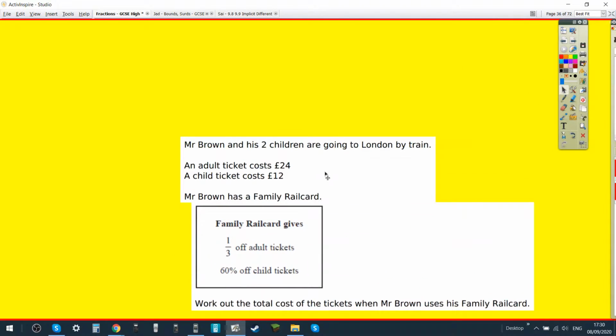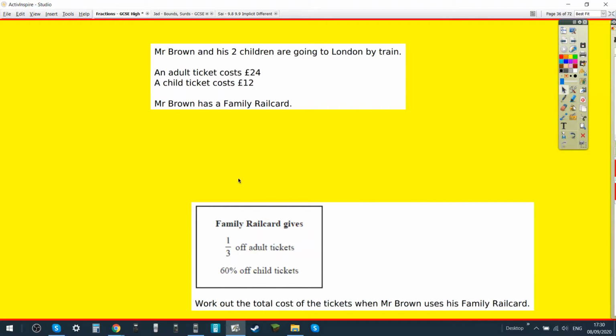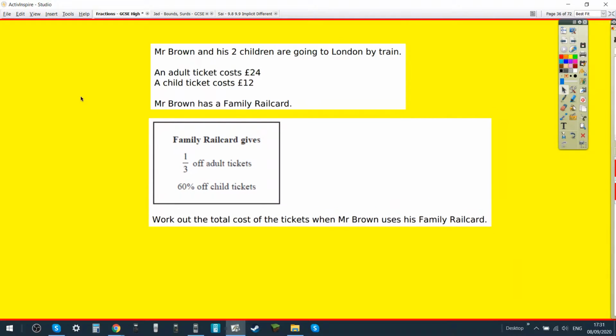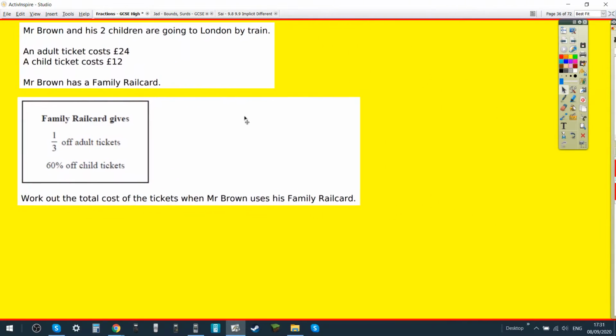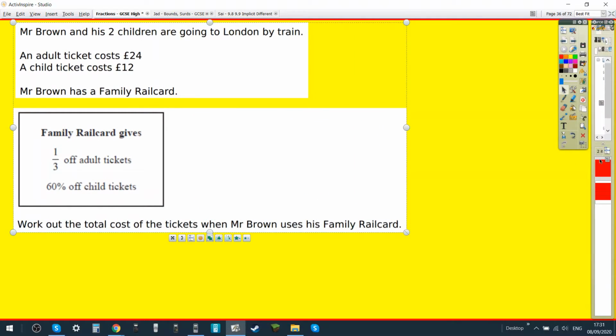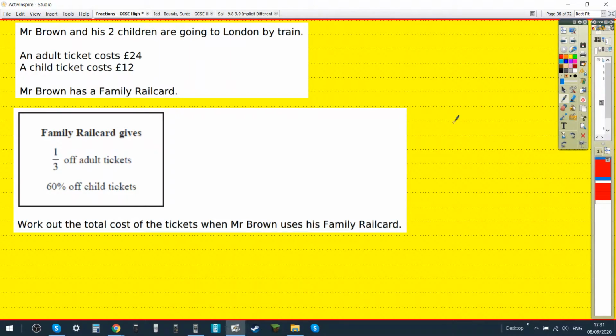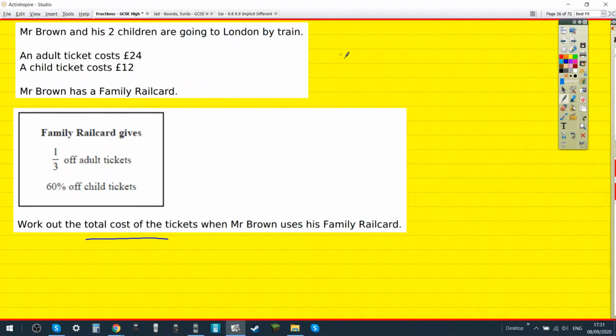Let's see this one. Mr. Brown and his two children are going to London by train. An adult ticket costs £24. Child ticket costs £12. Mr. Brown has a family rail card. Oh, okay. So he has two children. So without the family rail card, that would cost £24. It means two children the same cost of one adult. So they want the total cost of tickets when they use the family rail card.